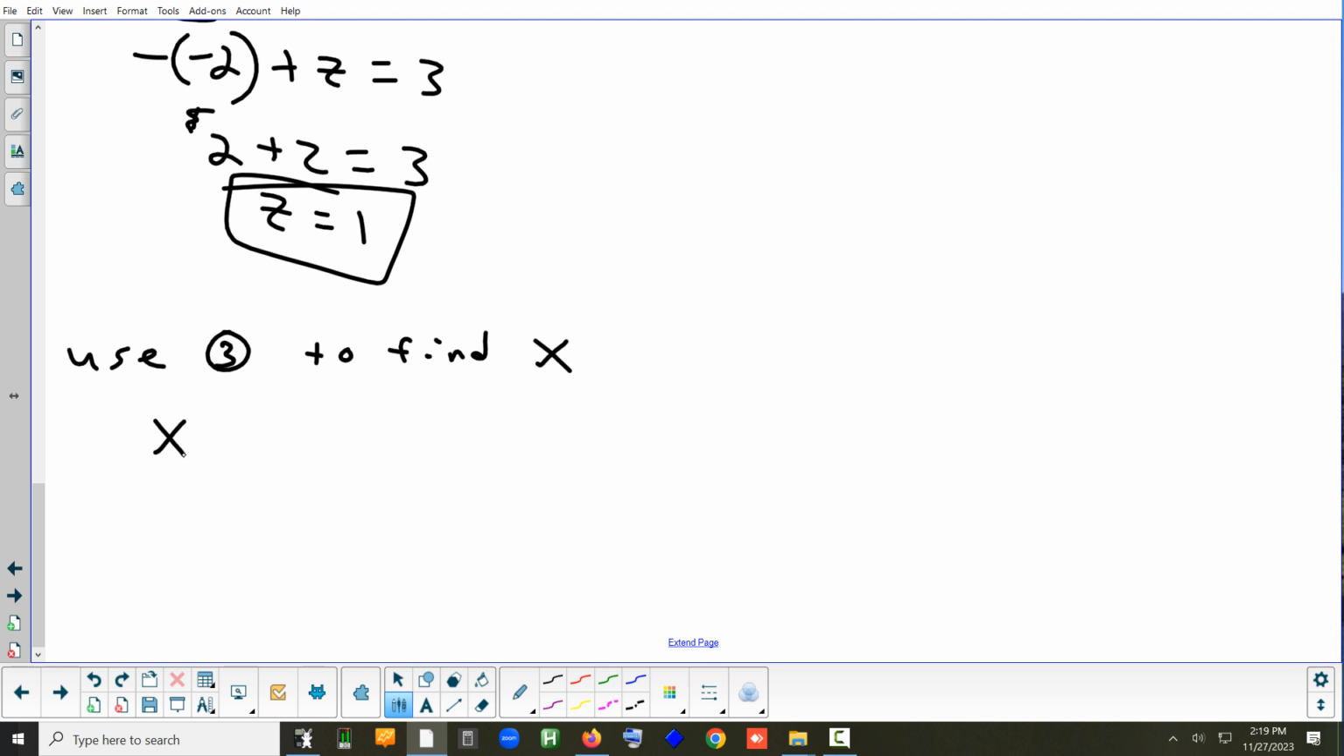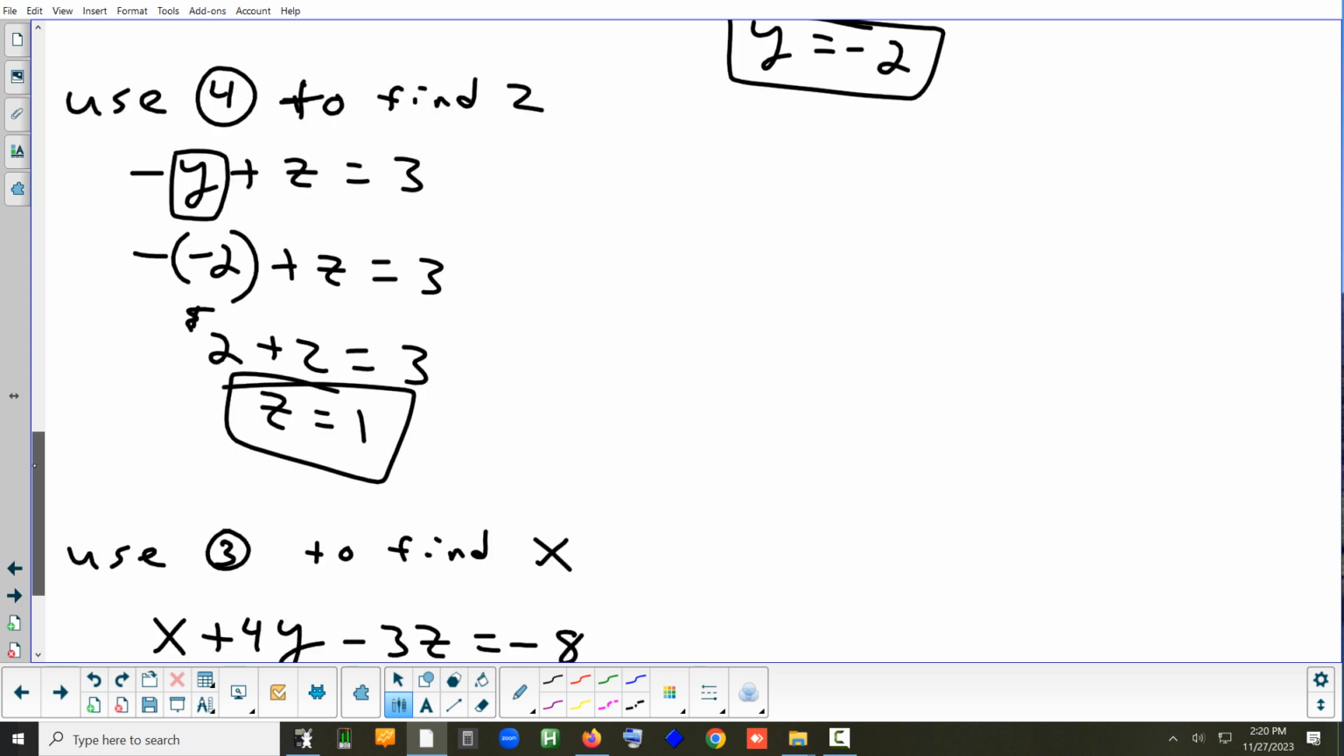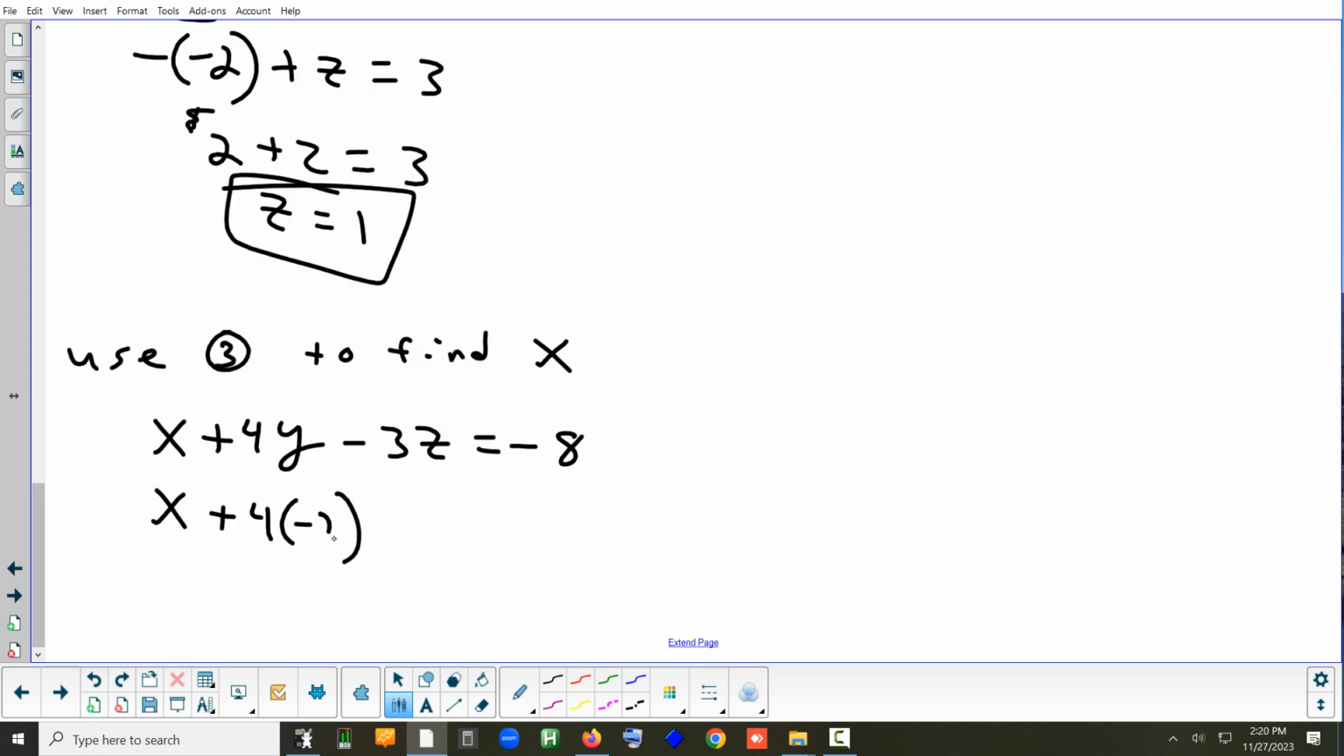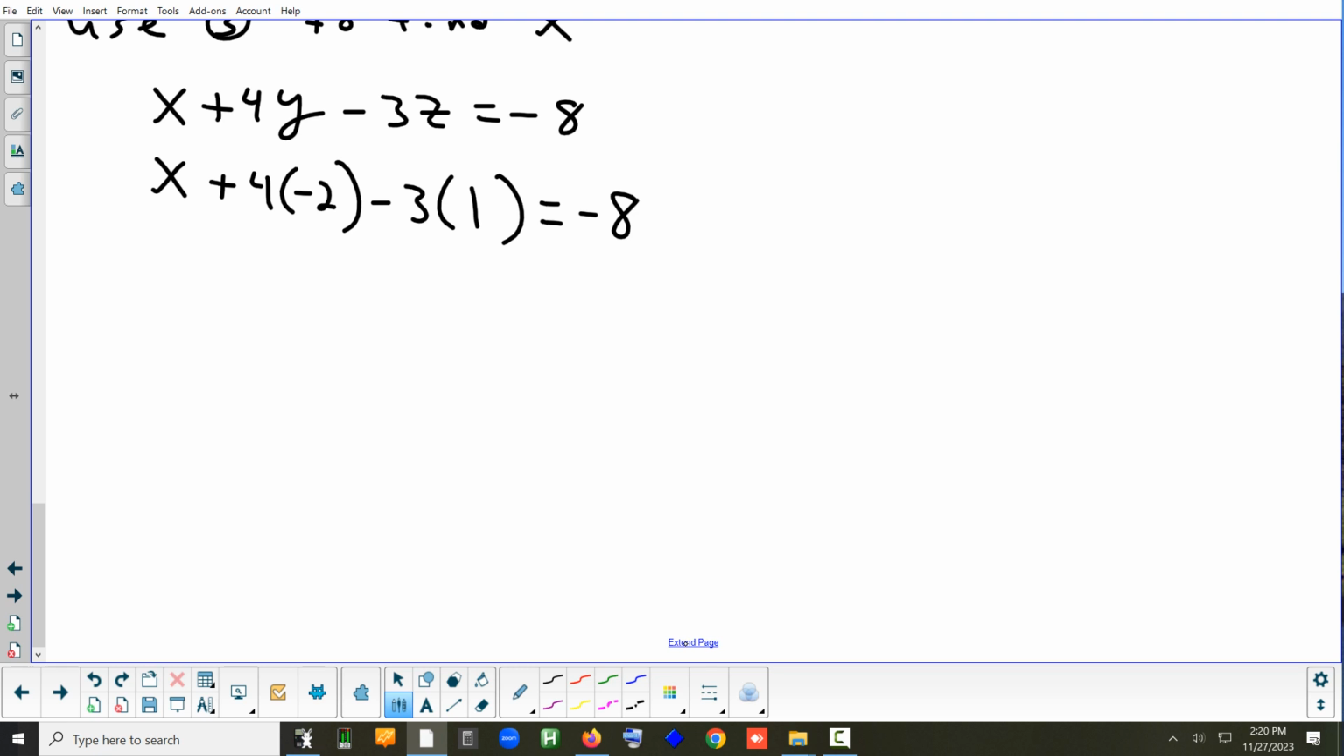Somebody tell me, what was equation 3 again? x plus 4y minus 3z equals negative 8. Okay, x we don't know. How about y? What was y? Negative 2. Minus 3 times z. z was 1. And when we simplify, that's our answer for x.